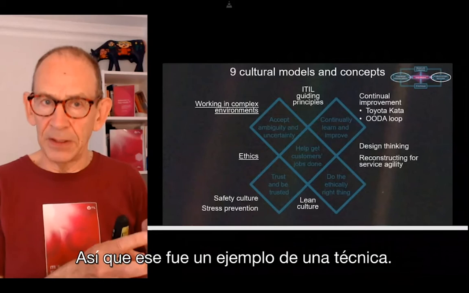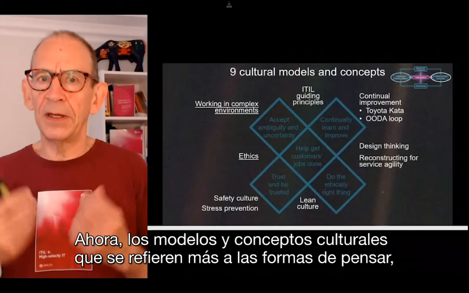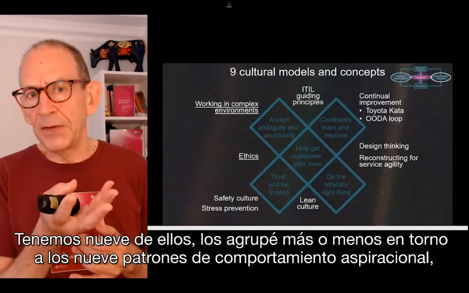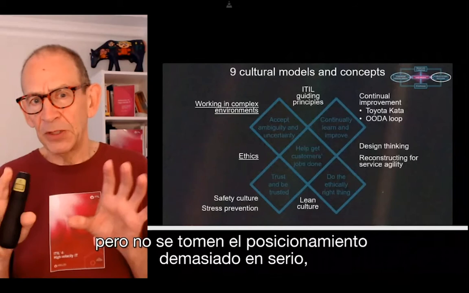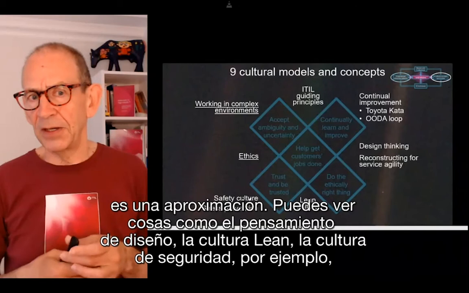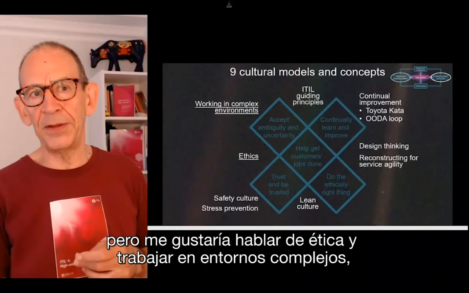Now onto the cultural models and concepts, which are more about the ways of thinking, the belief system that you have in IT service management. We have nine of them. I've clustered them more or less around the nine aspirational behavior patterns, but don't take the positioning too seriously. It's an approximation. You can see stuff like design thinking, lean culture, safety culture, for instance. But what I'd like to do is talk about ethics and working in complex environments.